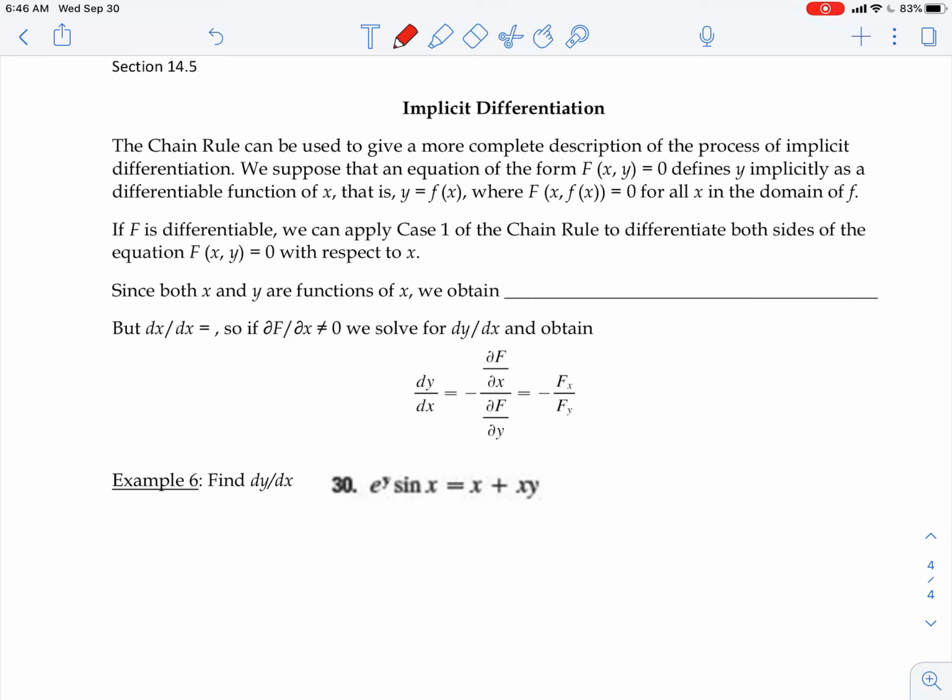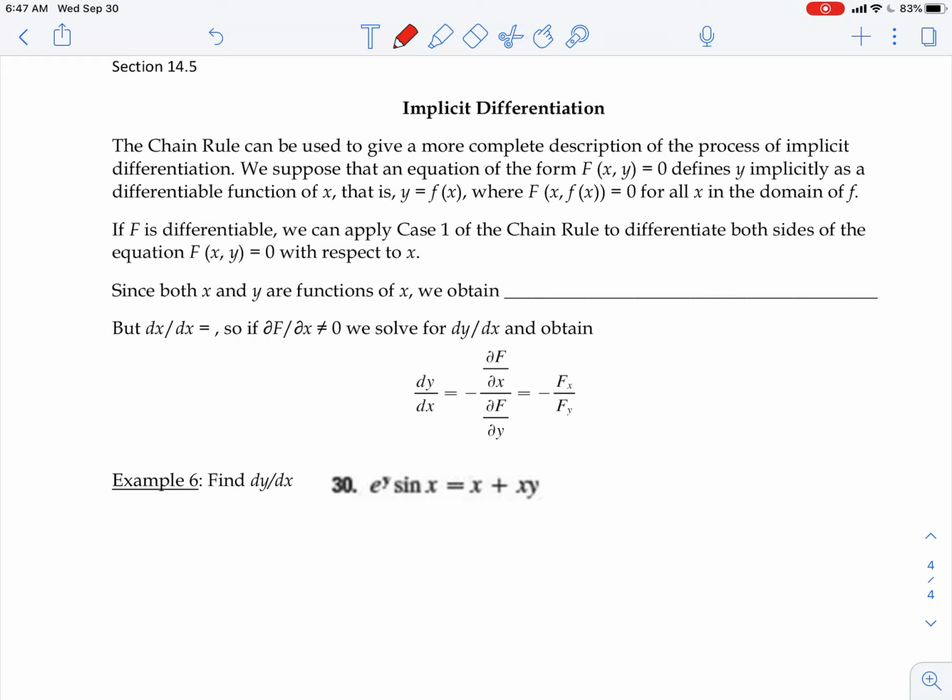Alright, welcome to the last page of section 14.5, and we're doing implicit differentiation, a new way of doing implicit differentiation, a cool little trick of how we can implicitly differentiate our function. The chain rule can be used to give a more complete description of the process of implicit differentiation.